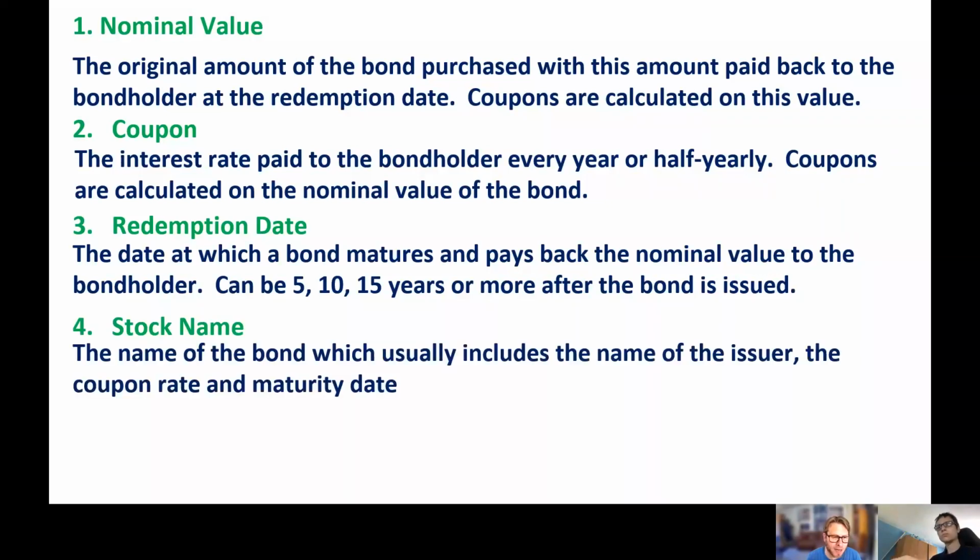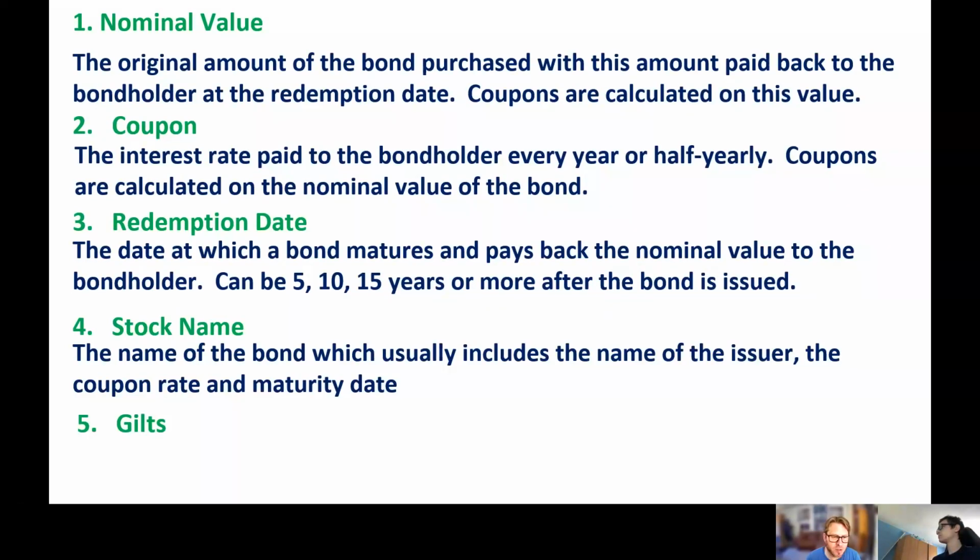Then we've got the stock name, and that's basically the name of the bond, which usually includes the name of the issuer, the coupon rate, and the maturity date. So generally speaking, the stock name will include the name of the company or the government, if you like, that's issued that bond.